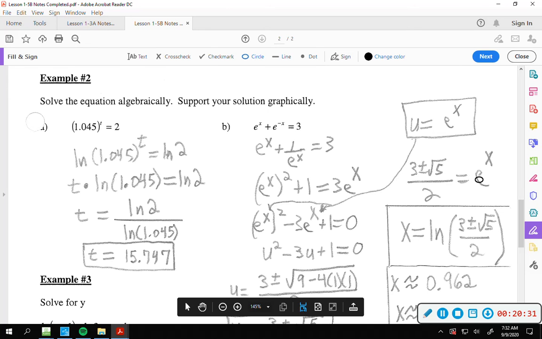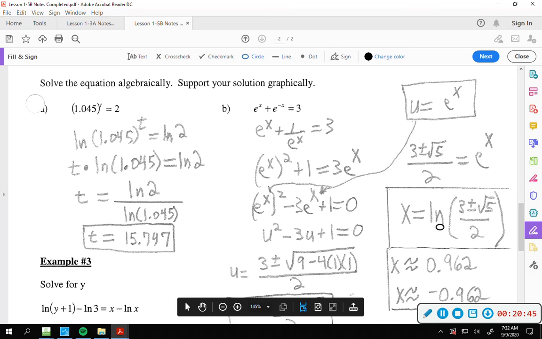The natural log of e to the x just gives me an x. So I just wrote x equals the natural log. I'm just taking the natural log of both sides so I can solve for x. When I type this into my calculator, be careful. The natural log, parenthesize the numerator, divided by 2, then close it. You should get these 2 values.